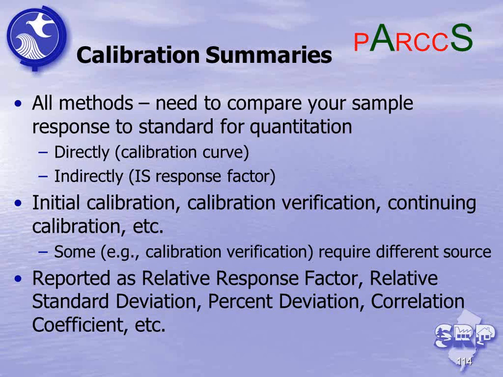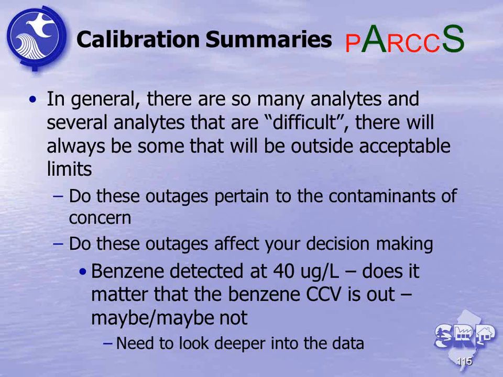Calibration summaries, the accuracy and the sensitivity, and again, everybody went through this before. It's how you compare your samples to known values. Initial calibration, calibration verification, continuing calibration. Some calibration verification samples require the laboratory to use a different standard, reported in all different means. In general, again, going back to your nonconformance summary, if you get a nonconformance summary that says all the calibrations were within range, you might look at it. We're running lots of analytes. There are so many that it's very rare that all of them are going to pass their QC ranges. Okay? So you've got to look at the data a little bit closer.